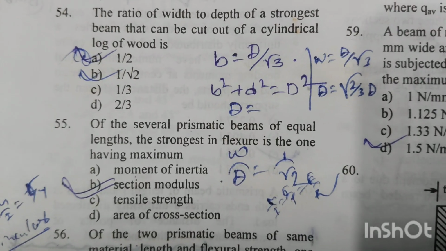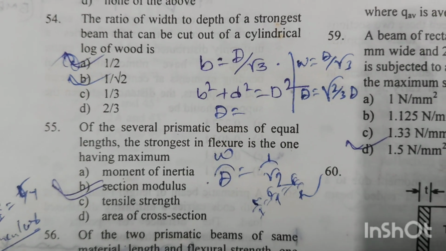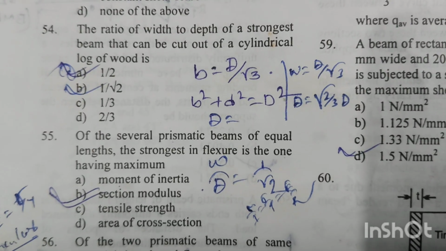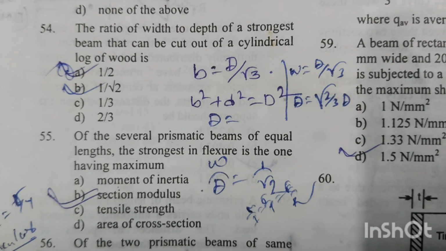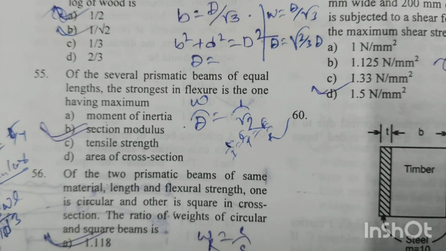Question 55. Of the several prismatic beams of equal lengths, the strongest in flexure is the one having maximum section modulus. Option B is the right answer, because the strength of the beam is directly proportional to its section modulus. Number 56.